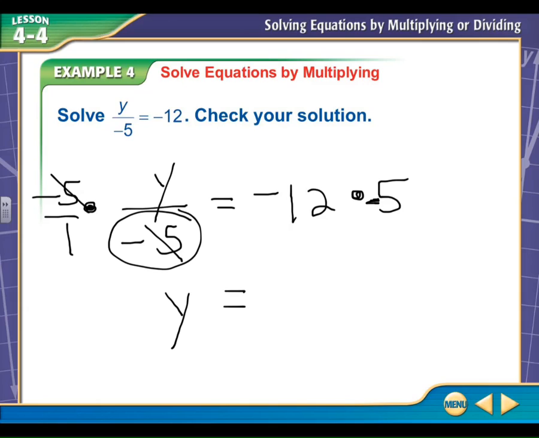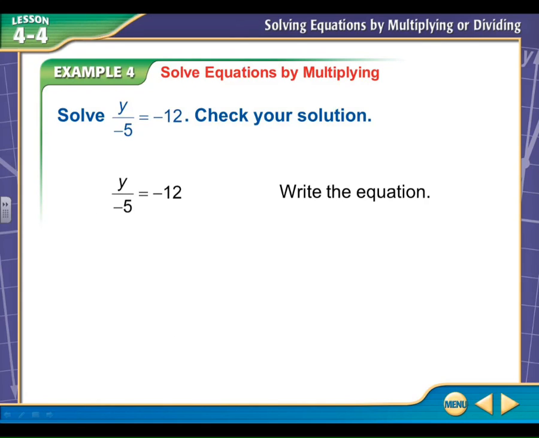We need to remember that those variables need to be left in positive form. And then -12 times -5 will give us a positive 60. So again, you have to keep your integer rules in mind. Don't forget that you can check your solution.